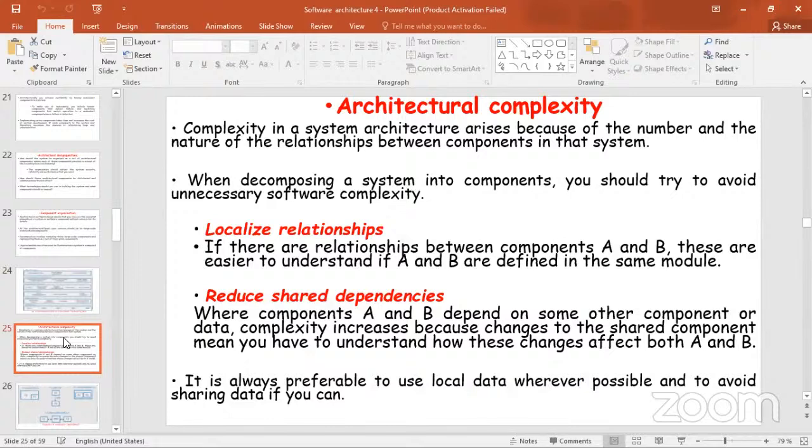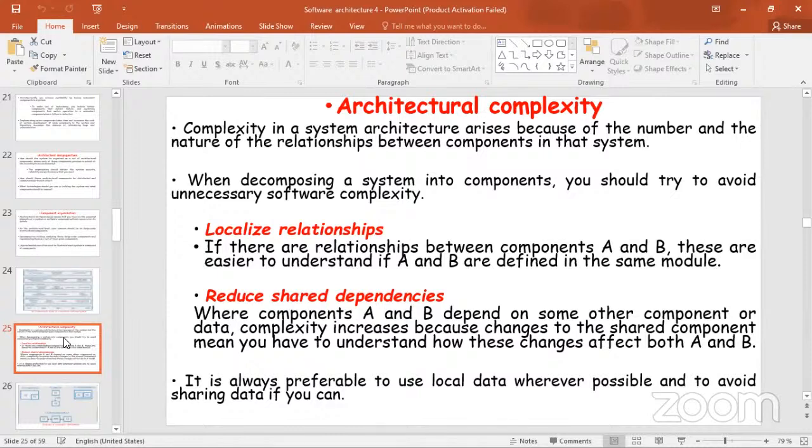So, architectural complexity. Complexity in a system architecture arises because of the number and the nature of the relationship between components in that system. Of course, we're looking at trade-offs, and we said that you create several components. Of course, these components will also have to communicate, which may lead to the system being slowed down, right? So complexity in a system architecture arises because of the number of these components, and also the nature of the relationship between these components too.